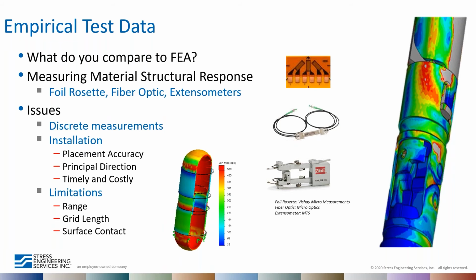They have a certain finite grid length, so you can only measure over a certain amount and you don't get the actual strain underneath that measurement location. You get an average of that. We'll talk a little bit more about that. And also these sensors have to contact the surface, and sometimes that can disrupt the measurement that you're actually trying to take. The sensor can actually contribute to the behavior of the test article.